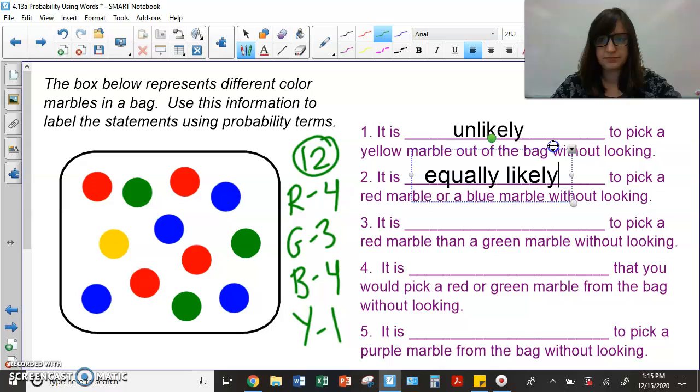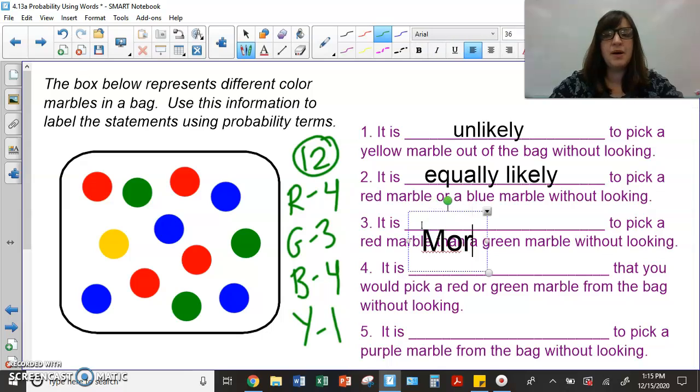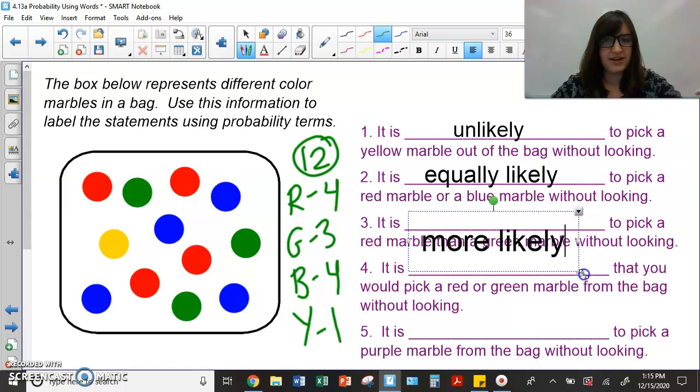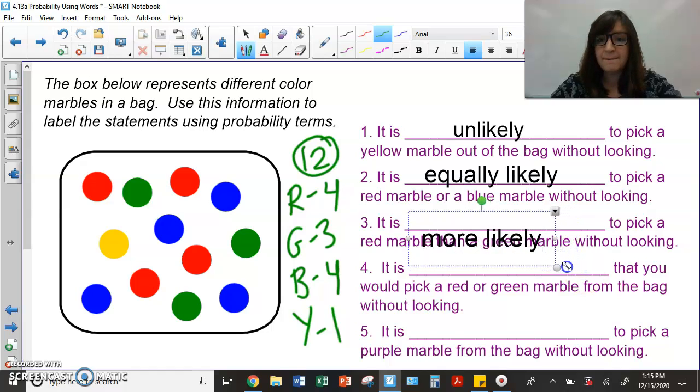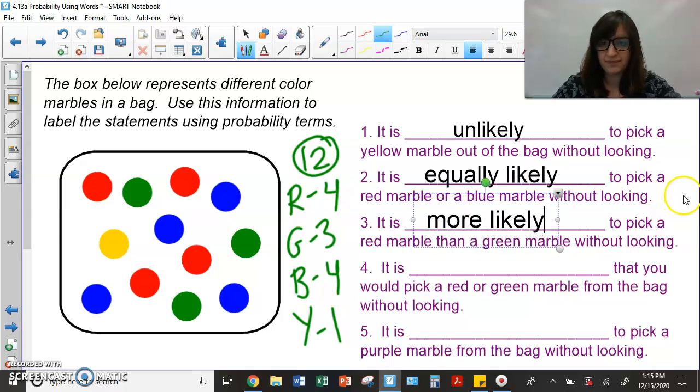All right. Number three, it is blank to pick a red marble than a green marble without looking. So if I look at red, I have four. And if I look at green, I have three. So there's more red than green. Not a whole lot more, but there are more. So it would be more likely to pick a red marble than a green. Not by a lot, but it would be more likely than if I were to pick green over red.